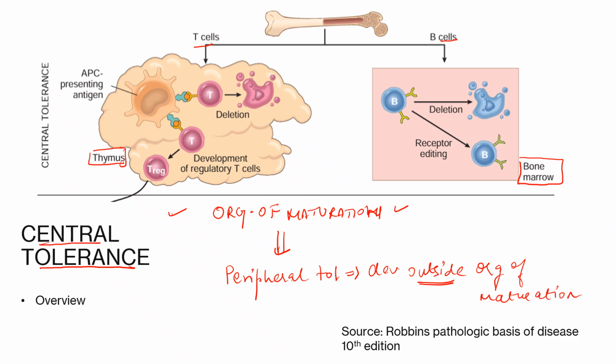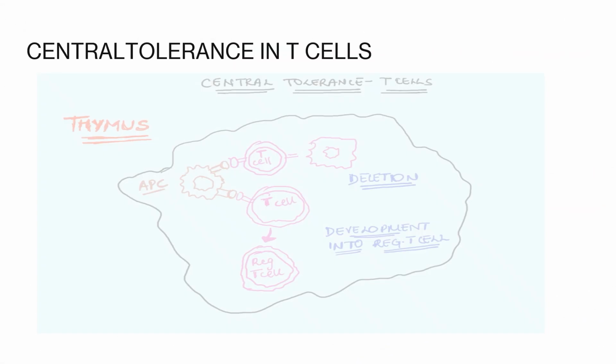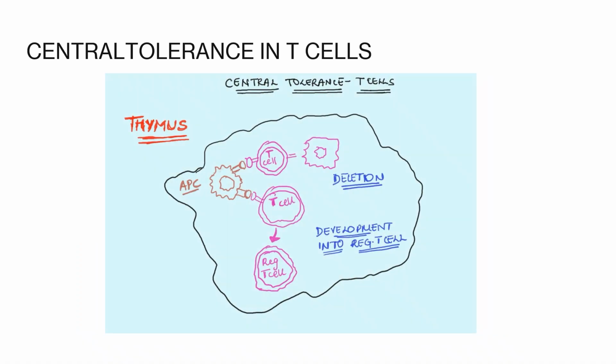Now that this is understood, we'll explore further about central tolerance of B and T cells and peripheral tolerance of the same. We'll first discuss central tolerance in T cells. Central tolerance in T cells, like we have discussed before, takes place exclusively in the thymus. Central tolerance by itself as a concept involves two parts. One is recognizing the self-antigen, and the second part is killing or rendering it harmless.